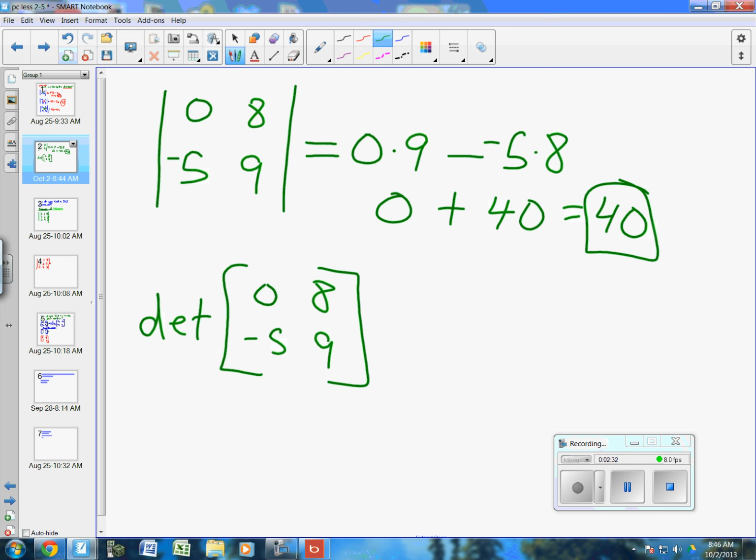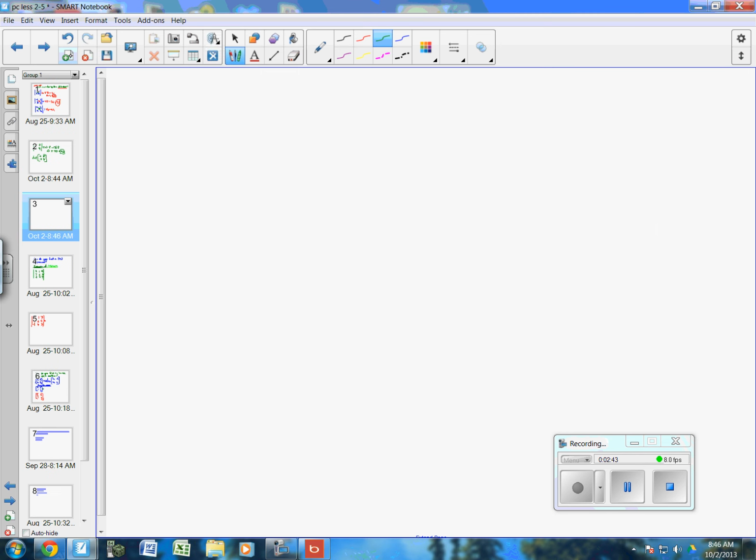If one of these numbers is negative, negative 5 times 8 is negative 40, you're minusing a negative number, right? Which is the same thing as adding. So you're always going to get that. Okay, let's do another one.